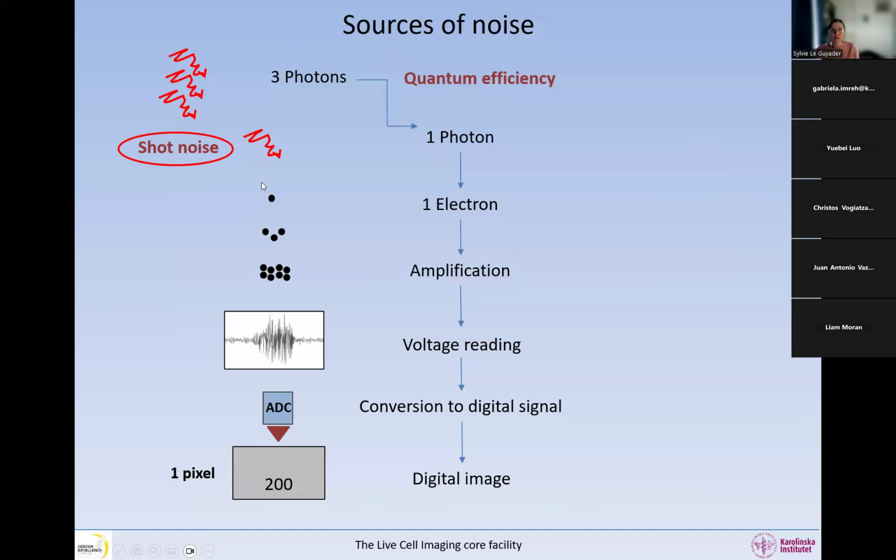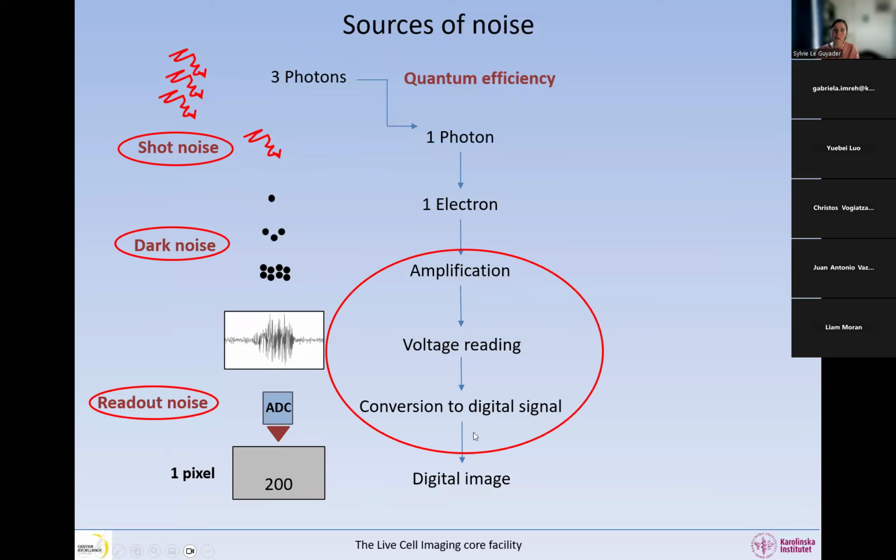Here we have a strong source of noise. This is the main source of noise. It's called shot noise. We also have other sources of noise. One of them is called the dark noise. The shot noise is due to the randomness of light, so it comes from light itself. And dark noise comes from the amplification, so it comes from the machine.